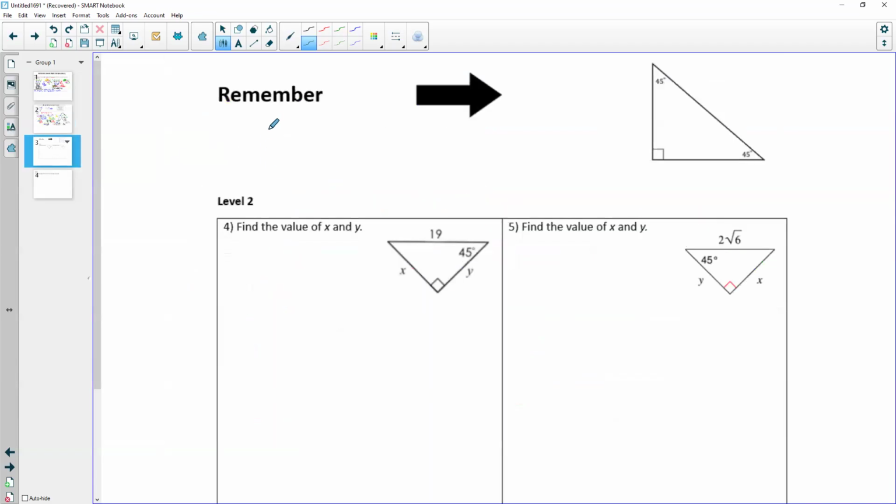And as kind of a reminder here at the top, we're just going to label our 45, 45, 90, right? Remember that these are our congruent legs. We call these A and A. The hypotenuse is our A square root of 2 side. And so as we look at this, if I look at number 4, it says find the values of X and Y. Well, before we start, we're looking at our angles. This is a 45, 45, 90. And these represent our congruent legs, our A and A. That means that this side is our A square root of 2 side.